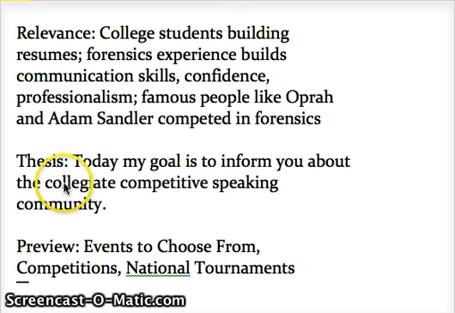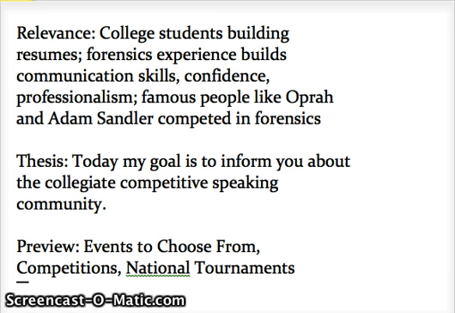Make sure that your thesis statement and your preview statement are 2 separate statements. Too often I see students connecting their thesis and preview statements. Today my goal is to inform you about the collegiate competitive speaking community by talking about da-da-da-da-da-da-da. No, these should be 2 separate statements. Your thesis statement should tell us specifically in 1 sentence what your goal is with the speech. And then your preview statement will tell us more specifically what you're going to be telling us about or how you're going to go about informing us or persuading us about this topic, okay?